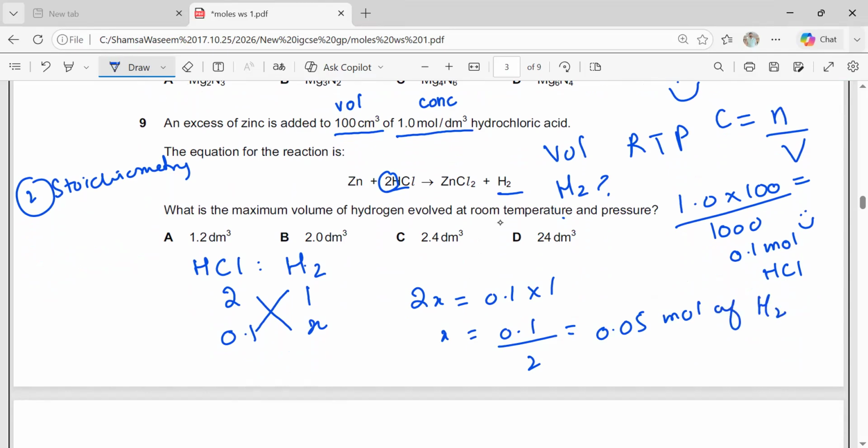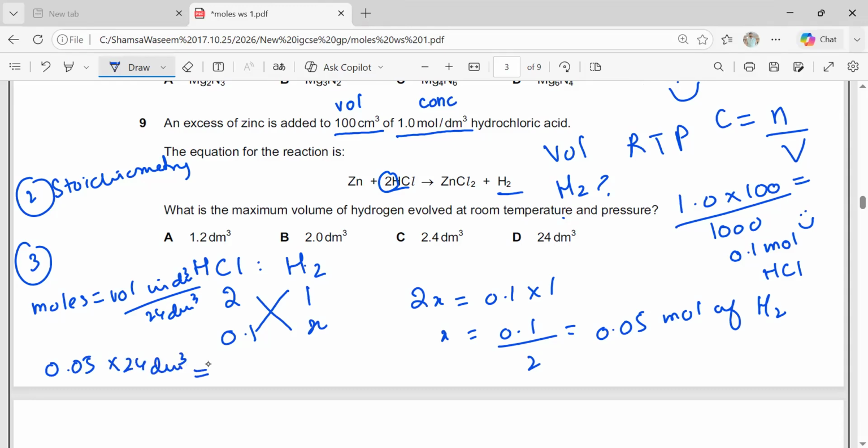Now the moles have come. Can you help me? How are you going to find out volume at RTP? Now we will apply this formula, right? Moles is equal to volume in decimeter cube divided by 24 decimeter cube. Now moles we have is 0.05. We will multiply by 24. I'm getting 1.2, but do let me know if you didn't get it. It's okay. Good job, Anya. It's going to be 1.2 decimeter cube.